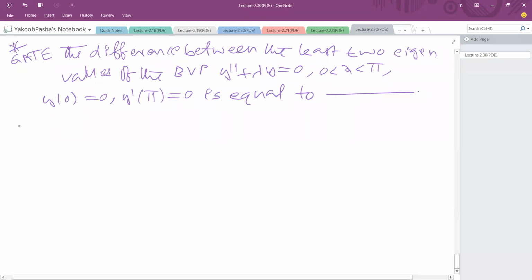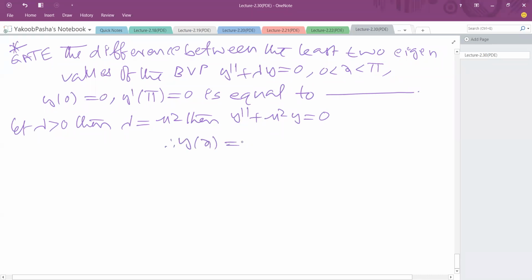In this case, let lambda be greater than 0, then lambda is equal to mu square, and the corresponding differential equation is y double dash plus mu square y is equal to 0. We can take the auxiliary equation, and the general solution is C1 cos mu x plus C2 sin mu x.